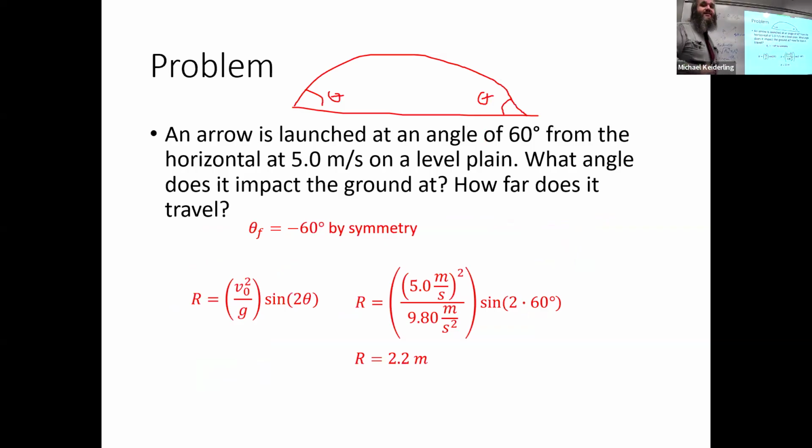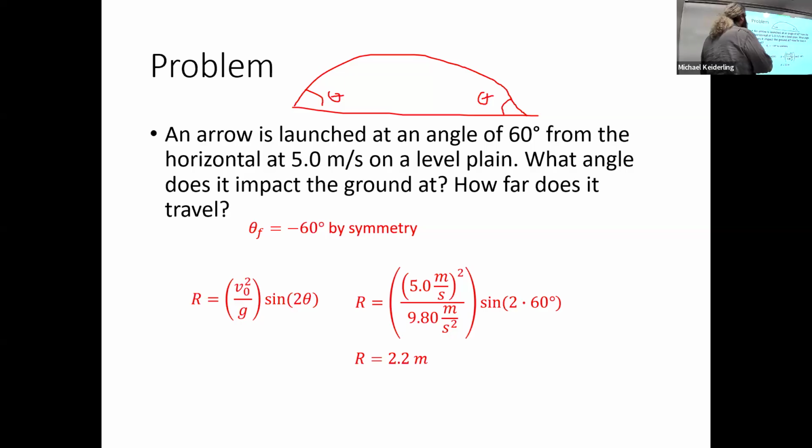Here we have an arrow launched at an angle of 60 degrees from the horizontal at 5 meters per second on a level plane. What angle does it impact the ground at, and how far does it travel? Well, the path of a projectile is a parabola. The angle a parabola will make with a horizontal line is the same on both sides. So the angle it's launched at will equal the angle it lands at. So the landing angle will be 60 degrees, but pointed down instead of up. So it will be negative 60 degrees by symmetry.